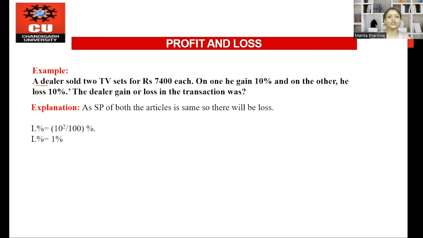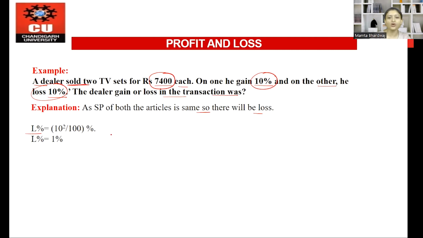A dealer sold two TV sets for rupees 7,400 each. On one he gains 10% and on the other he lost 10%. The dealer's gain or loss in the transaction was? So here the selling price of both the TV sets is the same, that is 7,400. On selling the first, he makes a profit of 10%, and on selling the other, he makes a loss of 10%. So as we have already discussed, in this kind of transaction, when the selling price is the same, there is always a loss percent. So how can you find out this loss percent?